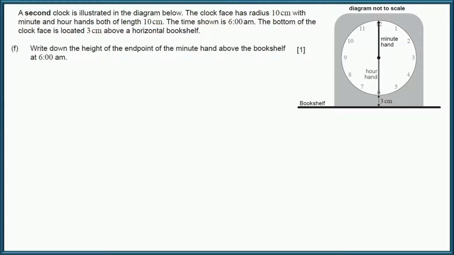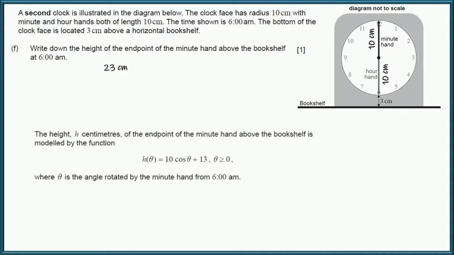Write down the height of the endpoint of the minute hand, so that's right here, above the bookshelf at 6 a.m. Well, all right, don't mess this one up. It's only worth 1 point, but man, every point counts. So 10 centimeters is what both the minute and hour hands distances are, plus the 3, so that's 23 centimeters. It's only 1 point, so there we go.